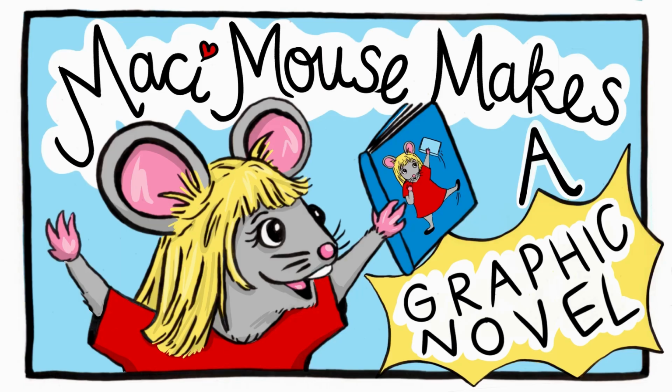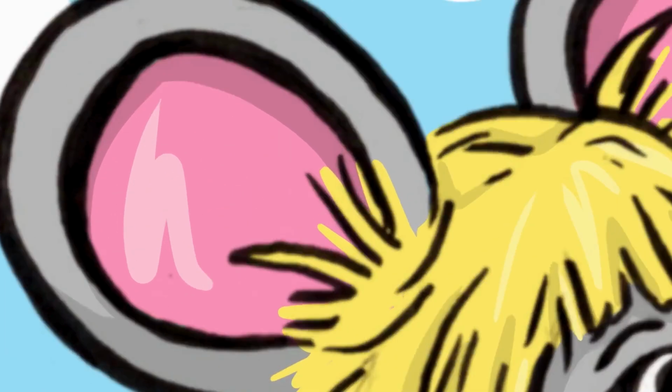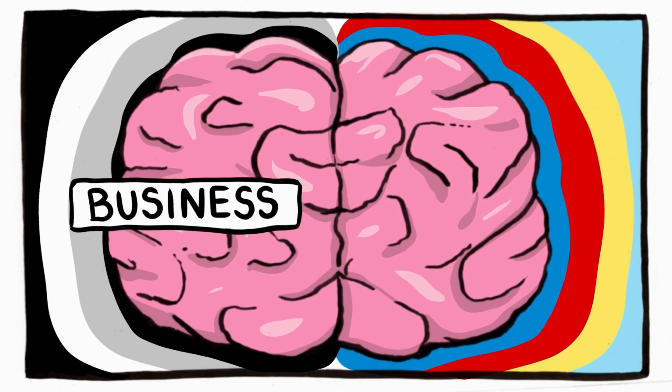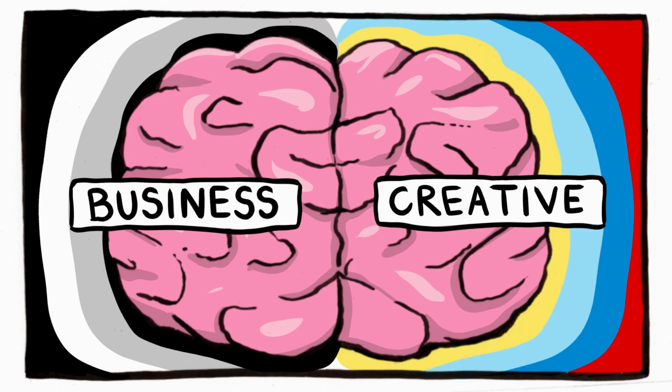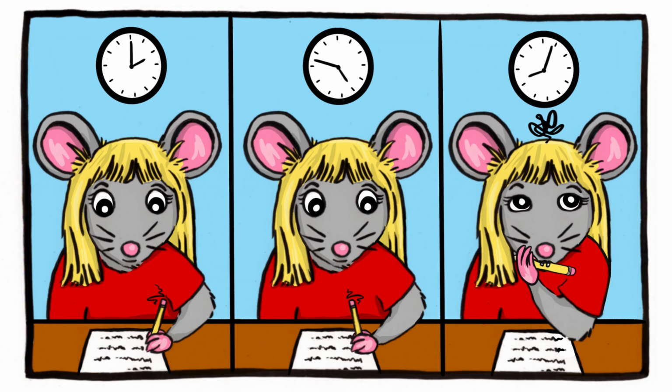I'll share some clips from this interview and I'll summarize my research through a comic I created called Maci Mouse Makes a Graphic Novel. Follow along as Maci Mouse learns how to write, illustrate, and publish her graphic novel. There are two important aspects for her to consider: the business side and the creative side. Let's start with the fun part first, the creative process.